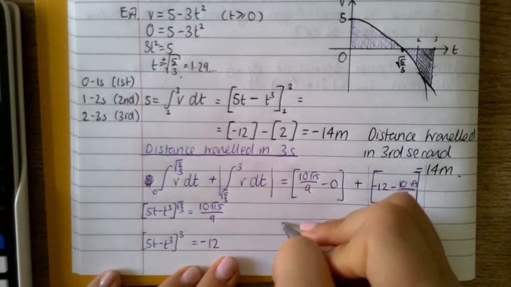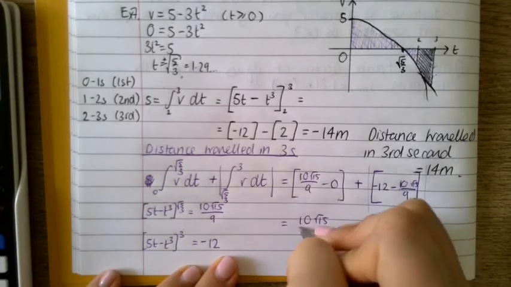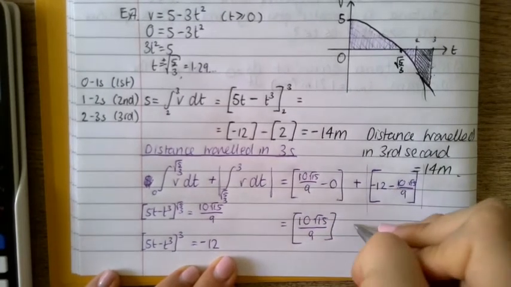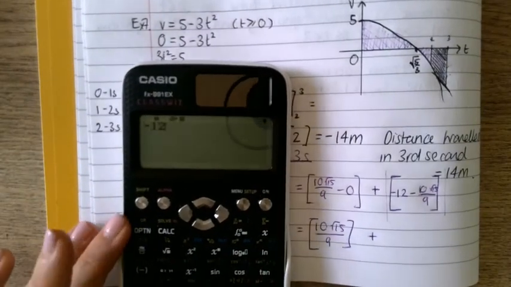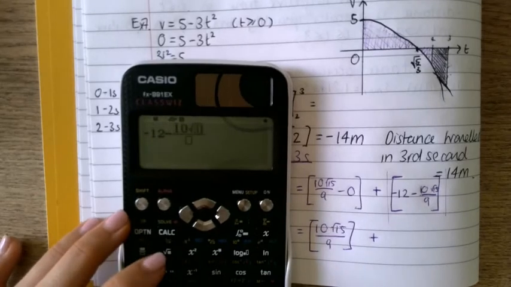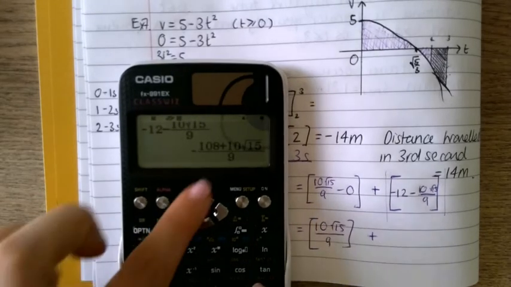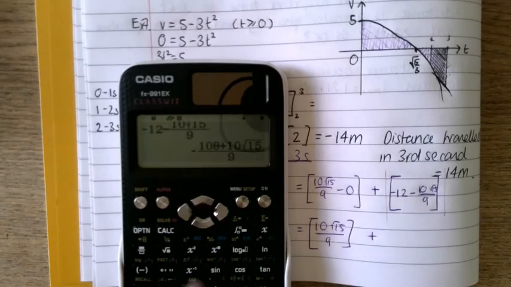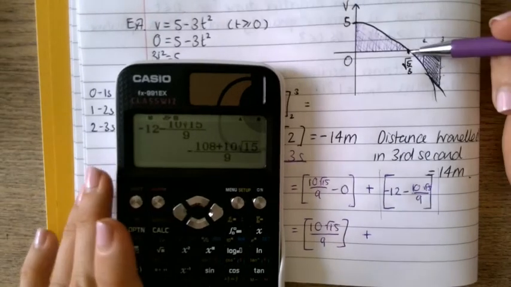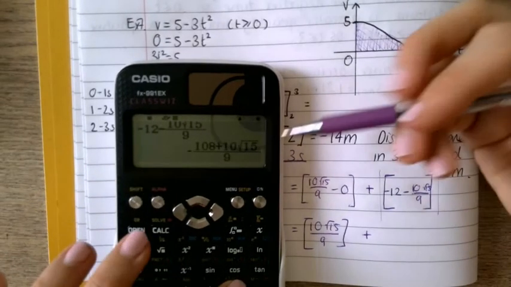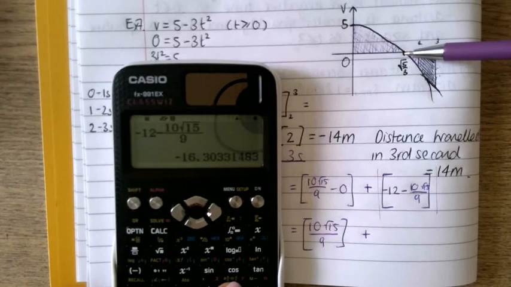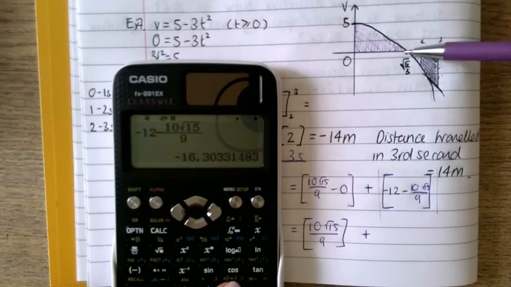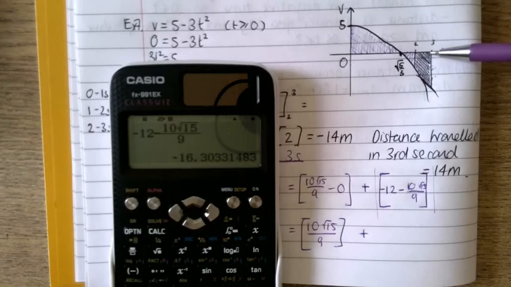So I get 10 root 15 over 9 here, and I'm adding that to, now I'm just going to type this in the calculator and show you, negative 12, take away 10 root 15 over 9, gives me negative this, but that has to be made positive because we are dealing with distance. This area, we said at the beginning, is going to be negative, and look, it is. It's like negative 16 something. It travels negative 16 metres between root 5 over 3 seconds and 3 seconds. But because we want distance travelled, we make that positive.